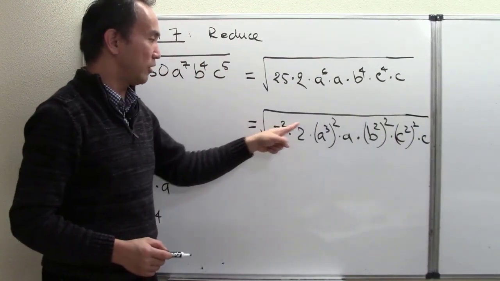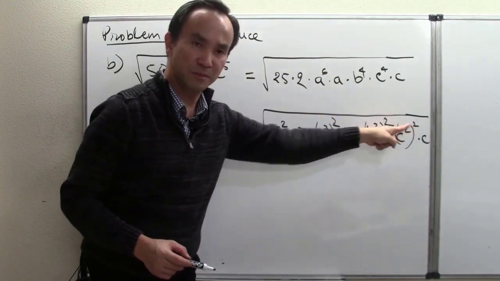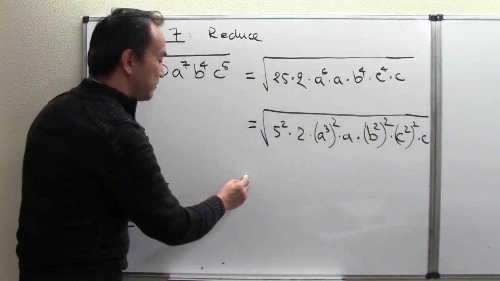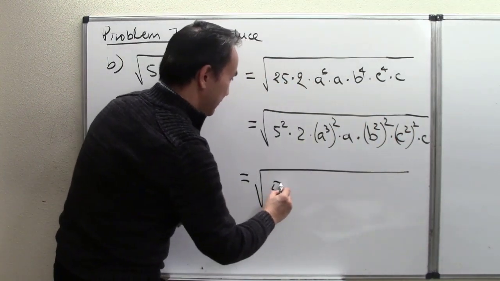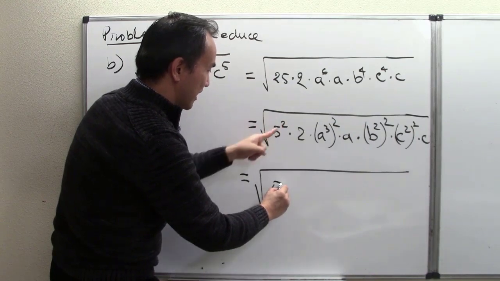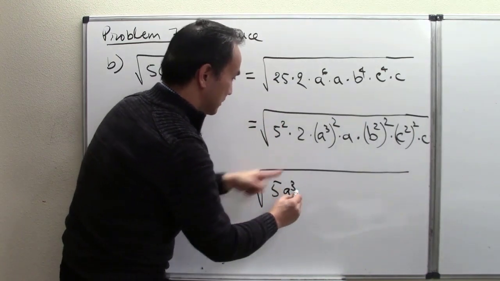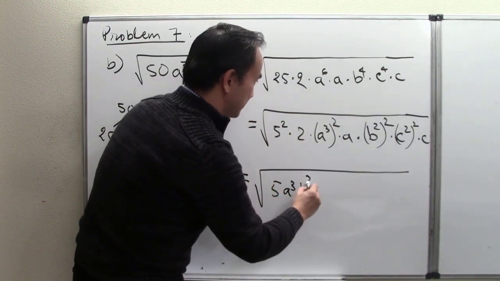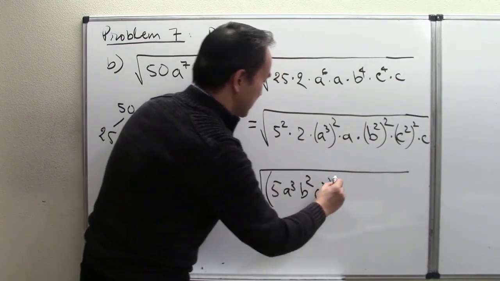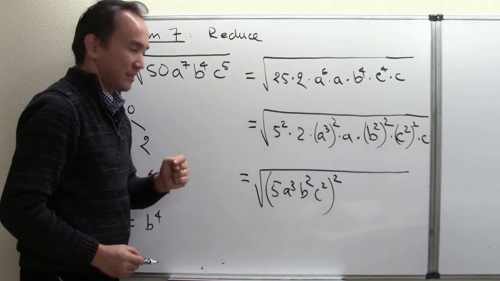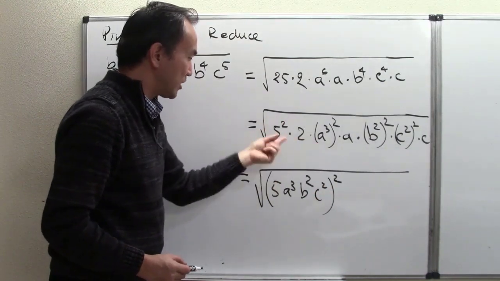So now we have a lot of perfect squares, and we can regroup these. Now it's a square root of 5 a cubed times a b squared times a c squared. All of those are squares, so I just regroup these and put it all into one perfect square.